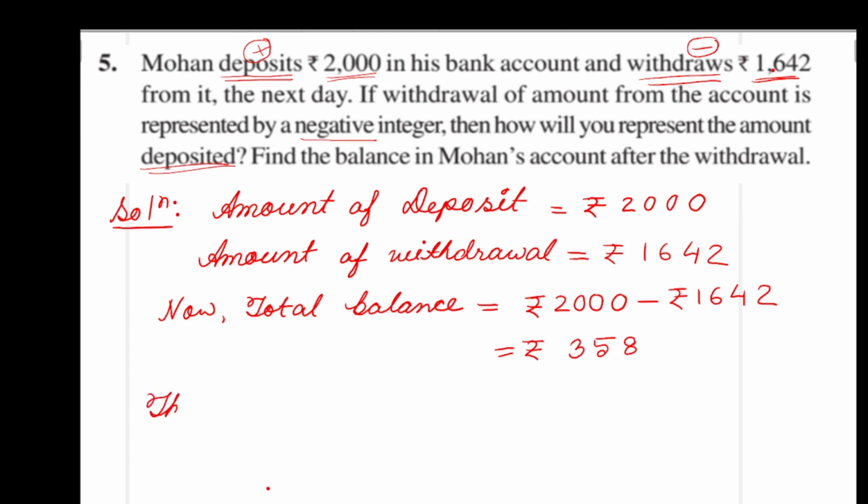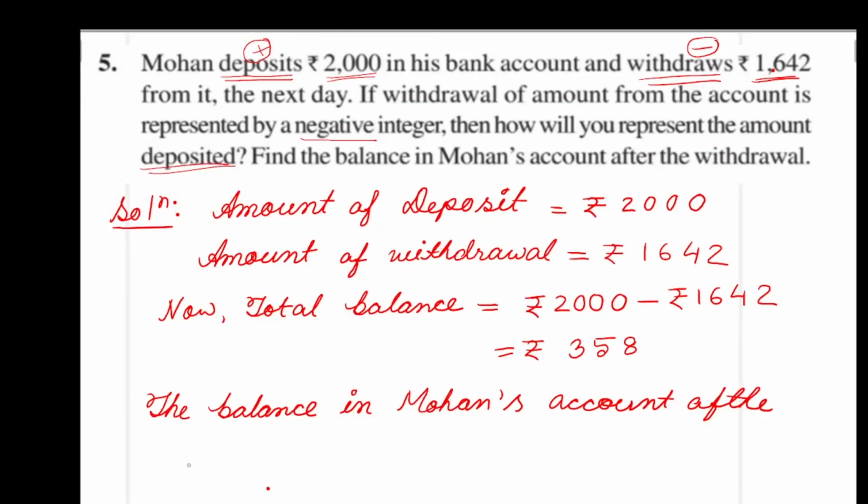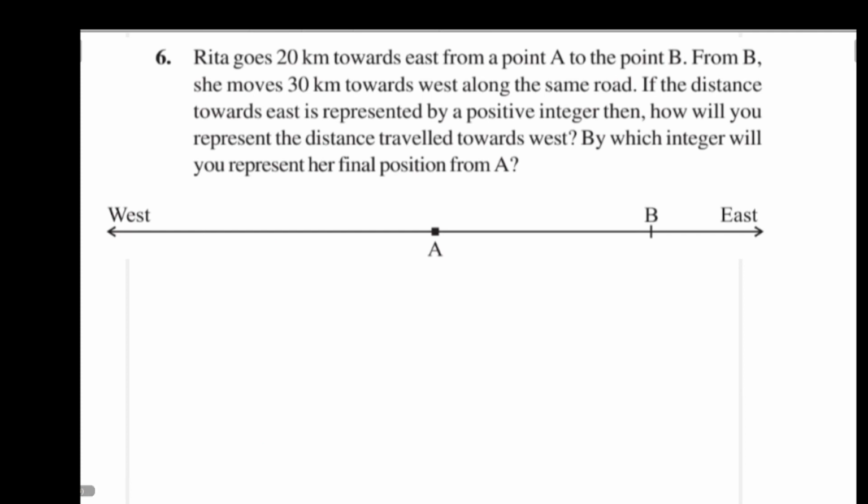The balance in Mohan's account after the withdrawal is what? Rupees 358. Okay. So next question. This is the last question for today.